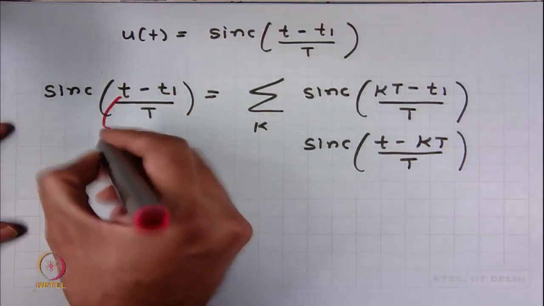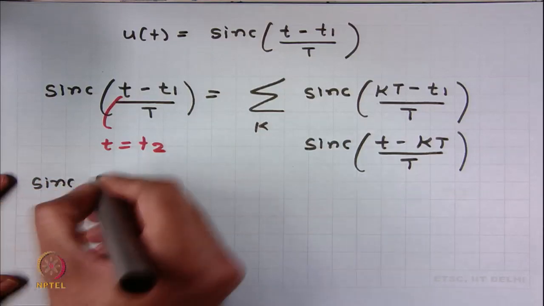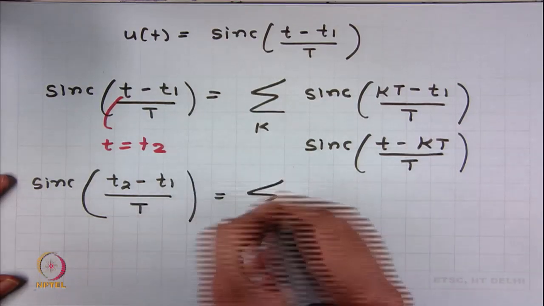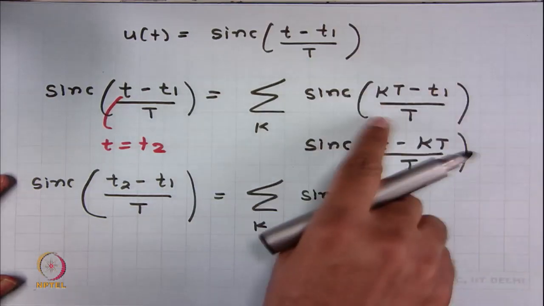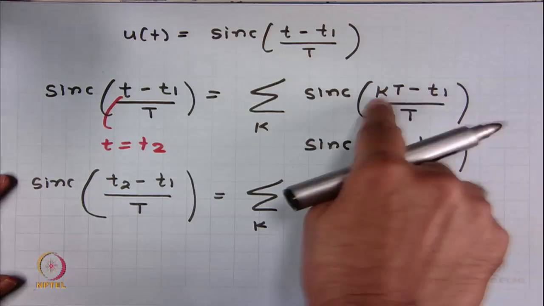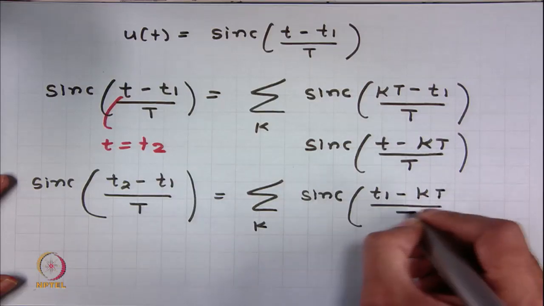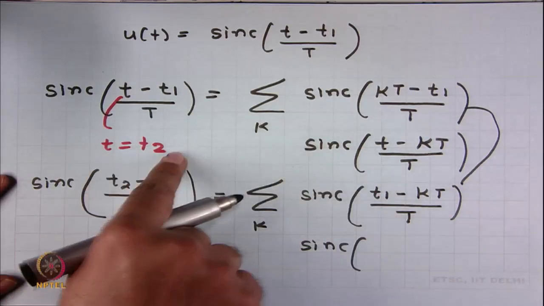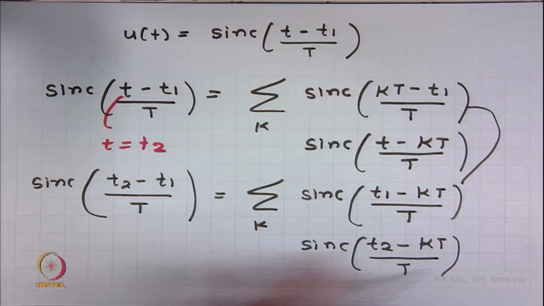Now, if we look carefully, and if I now choose t as T2, what I would get is sinc((T2 minus T1) by T) is summation over k of sinc. Now, I make one more change here because sinc is an even function. So, whether I write this as kT minus T1 or T1 minus kT does not matter. So, I am using the property that sinc is an even function. So, I can write this as this into sinc. Now, this t has been replaced by T2. So, we would have this.